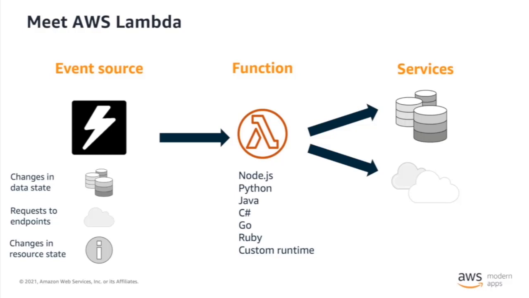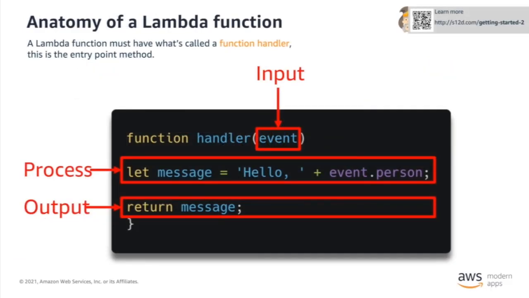Then there's the function itself, and that's the custom code that you've uploaded to your Lambda function, the business logic, and then there's the service that your Lambda function will integrate with or output to. And this can be any number of things depending on what your application is required to do. So in the example of our serverless application here, the service or the output is posting a request to a Slack channel.